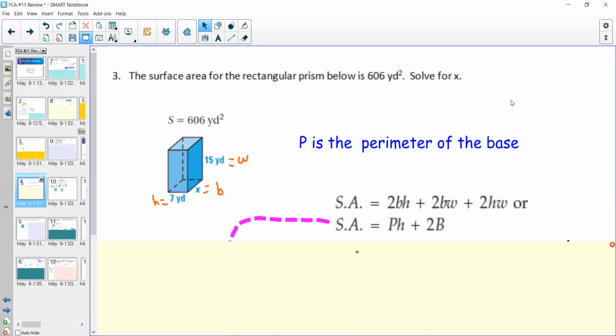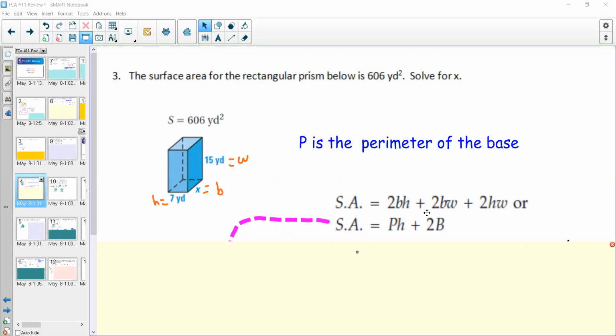All right, so now we're going to get into using some formulas. The surface area of the regular prism below is 606 square yards. Solve for x. So I'm going to call 7 the height, and x the length of the base, because of our formula here. And then we have width. So x would be the length of the base. Okay, hold on, I'm reading a chat.